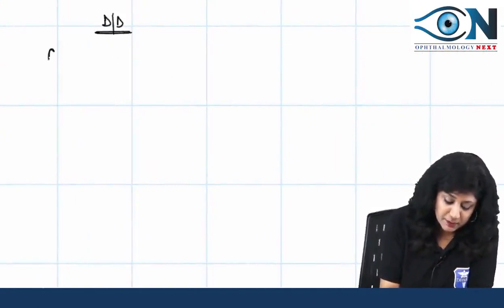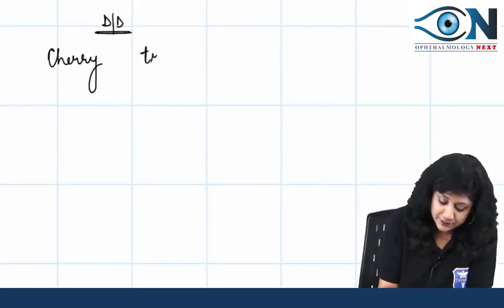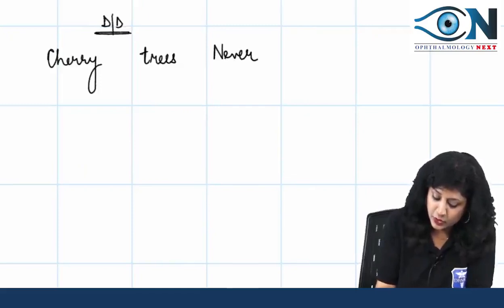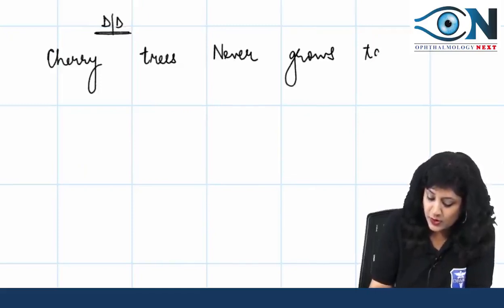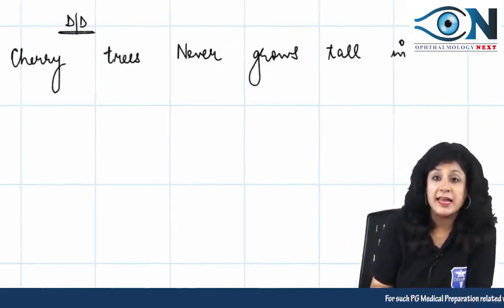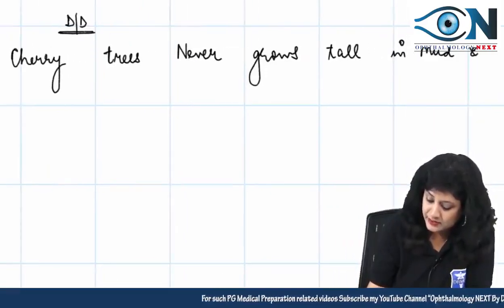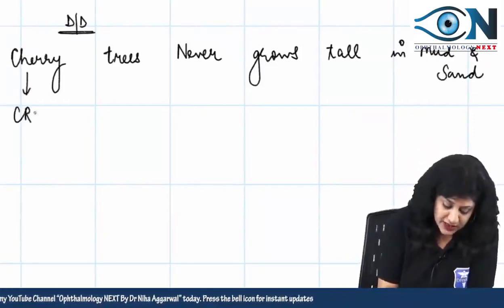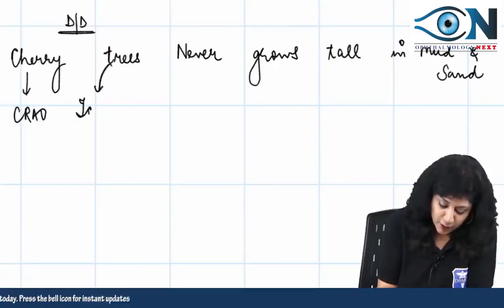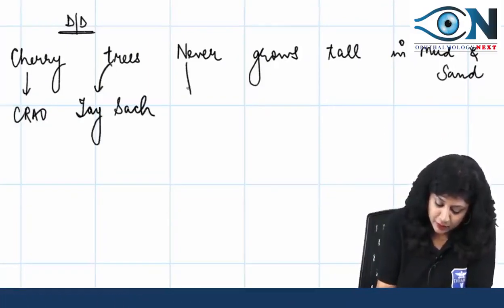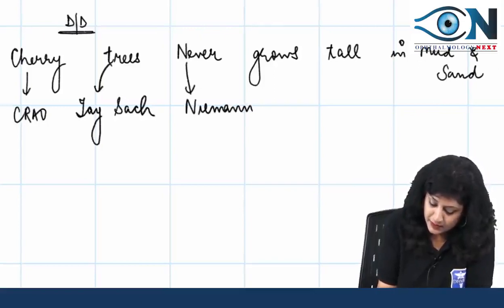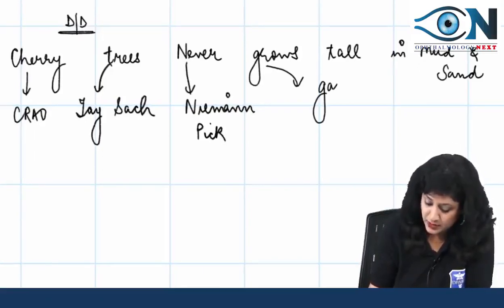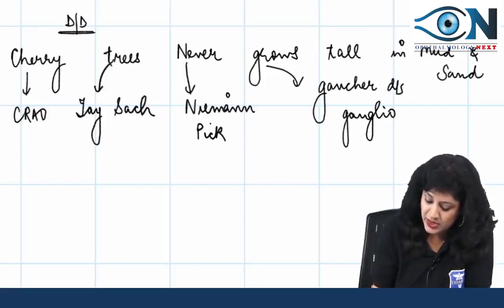Now when you read this cherry red spot, you can't go without discussing the DD of this cherry red spot. Always remember, cherry trees never grow tall in mud and sand. So we have CRAO, then T for Tay-Sachs disease, N for Niemann-Pick disease, G for Gaucher disease, and then we also have gangliosidosis.